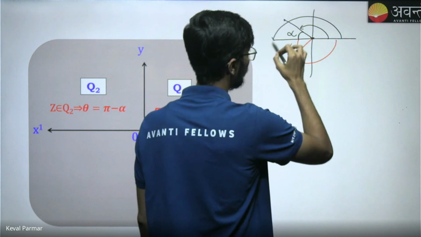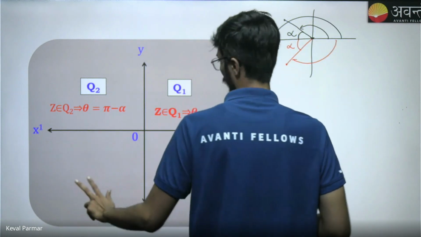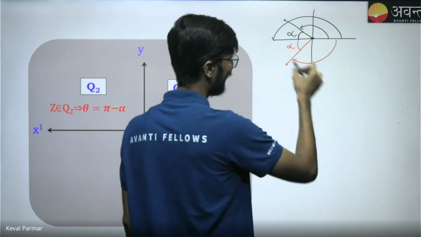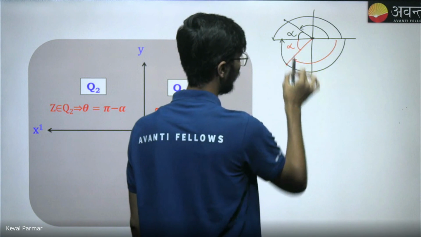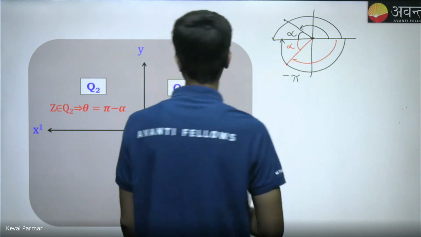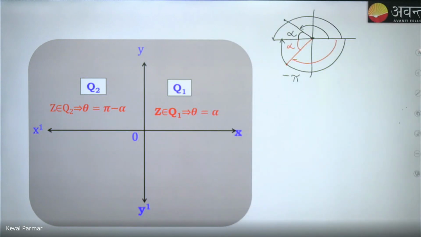This total angle is pi, and we want this one, so pi minus alpha. So you can guess what will be in the third quadrant. In the third quadrant, we are moving anti-clockwise, so this full angle is minus pi. Now in minus pi, we added alpha. So in the third, it will be minus pi plus alpha, right? Minus pi plus alpha, or you can understand it as alpha minus pi.